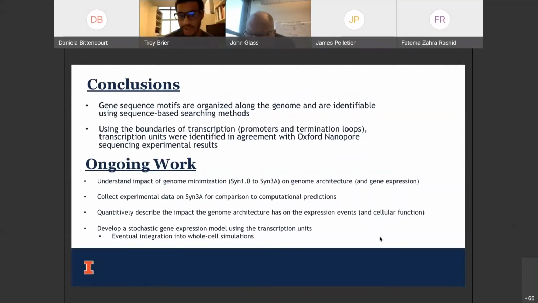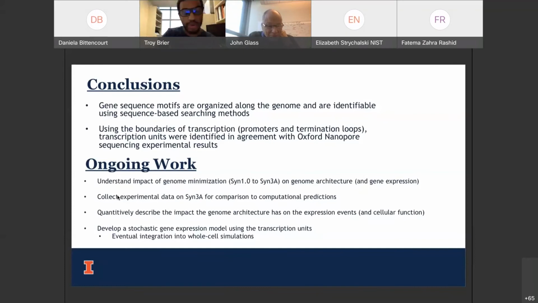Using the boundaries of transcription, promoters, and termination loops, transcription units were identified in agreement with Oxford Nanopore sequencing experimental results. And then some ongoing work we would like to do with this: John and Ben earlier touched on HUP-A, the histone-like protein. What we've been able to identify is that in the minimization from Syn1 to Syn3A, the genome architecture of that gene has been altered. And so we would like to see how the minimization impacted the genome architecture and thus the expression of that protein.